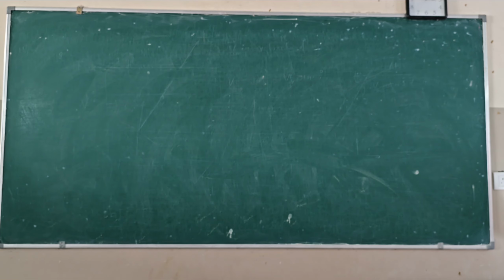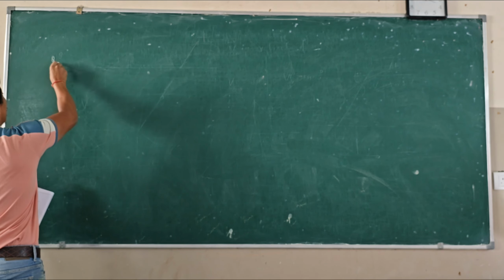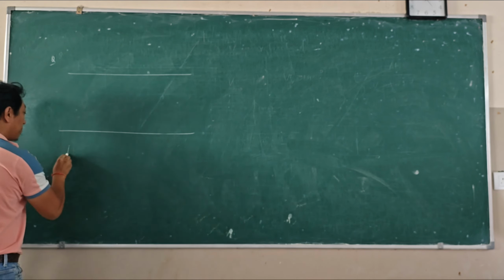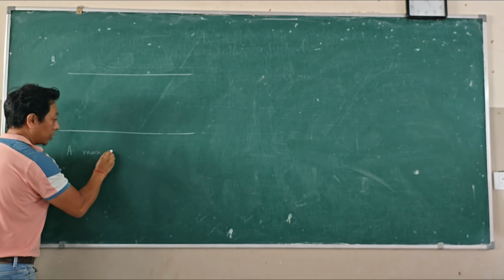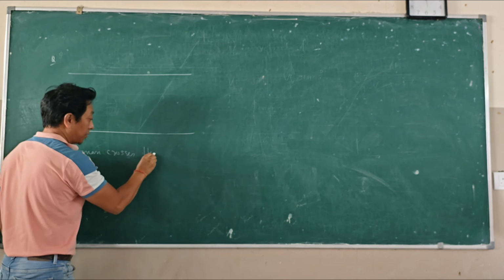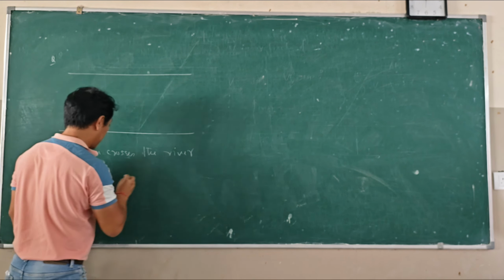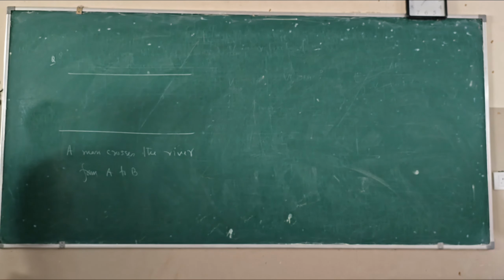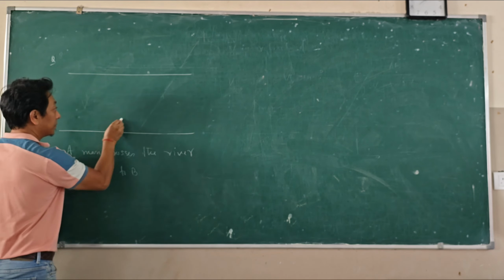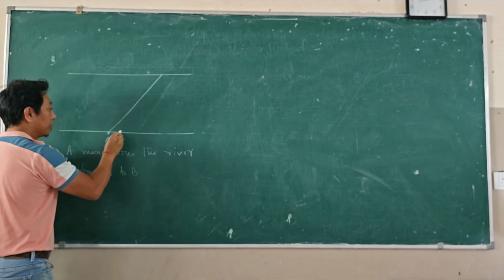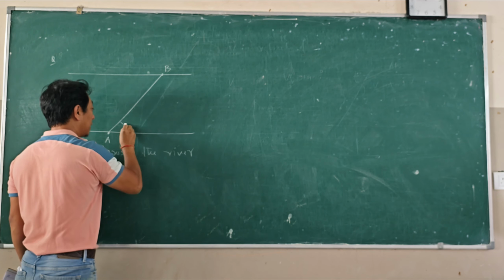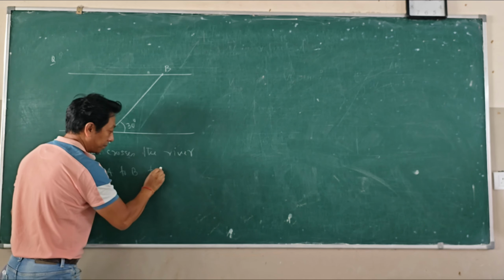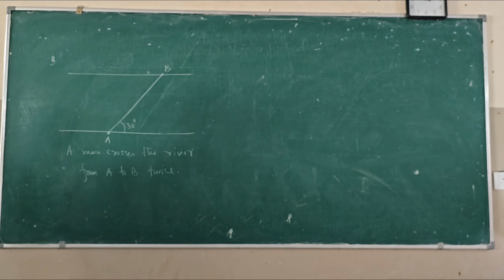Okay. So the next question is, again you want to cross a river. So a man crosses the river from A to B, okay, directly from A to B like this, at 30 degree. Twice. He crosses the river twice.